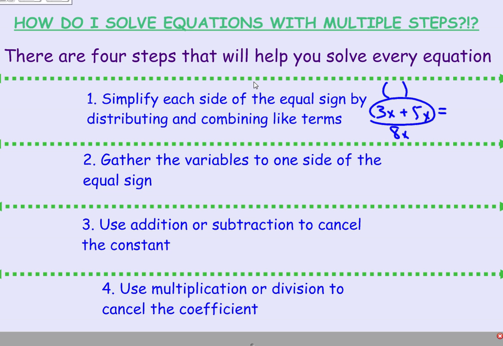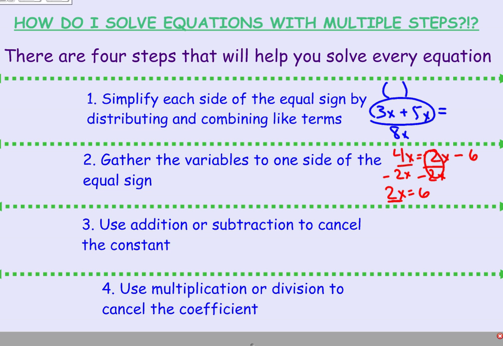Step 2, gather the variables to one side of the equal sign. So if I've got 4x, but then on the other side of the equation I've got 2x minus 6, well, I've got variables on both sides, so I need to get one of them over to the other side, get everything on one side. To do that, I'm going to subtract 2x, because this zeroes out. That becomes 0. 4x minus 2x is going to be 2x equals 6. So now I've got the variable all by itself.